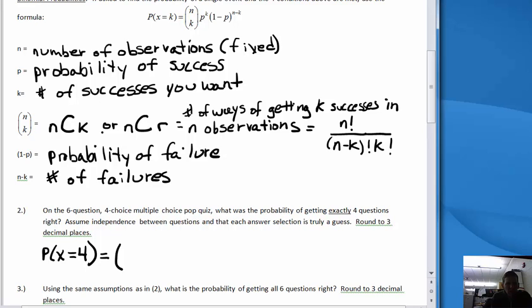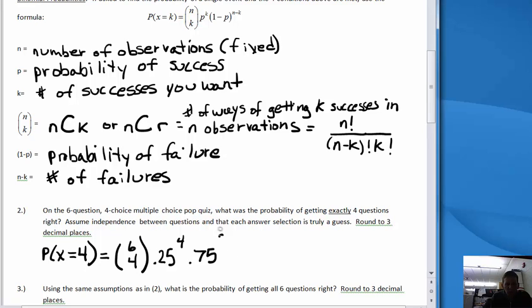N is the number of observations, which would be 6 questions. K is the number of successes we're interested in. I want to know the probability of getting 4 questions right. P is the probability of success. If we're guessing on a 4-choice multiple choice test, that would be 1 out of 4, or 0.25. K is the number of successes, which again is 4. 1 minus p is the probability of failure. 1 minus 0.25 is 0.75. N minus k is what we get when we subtract the numbers in the parentheses there. 6 minus 4 is equal to 2.